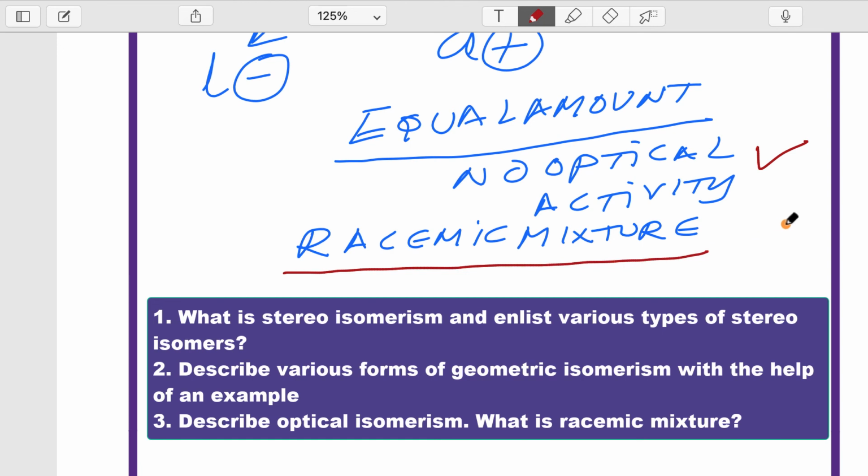With this, we have completed stereoisomerism. In the next session, we'll take up the isomerism existing in monosaccharides.